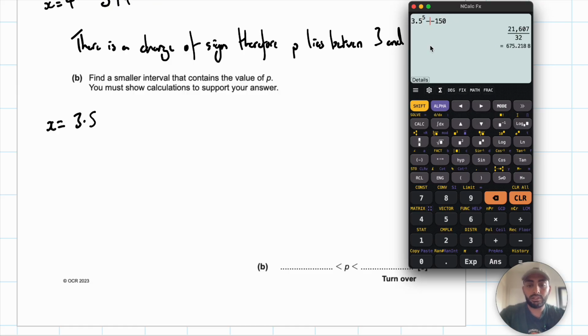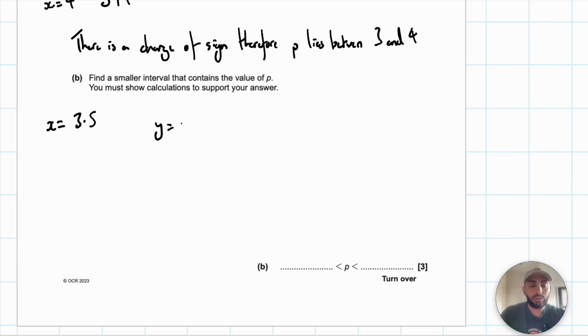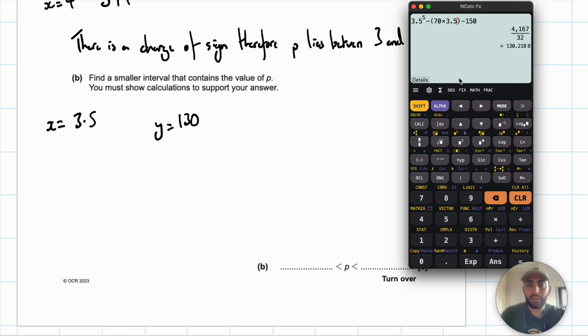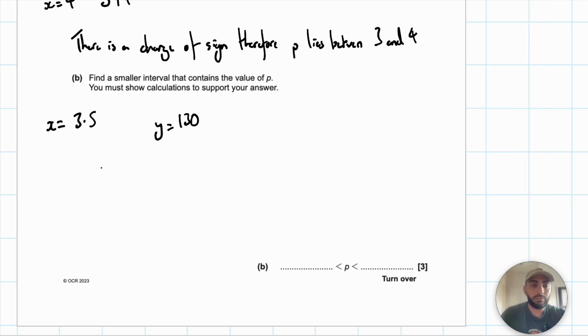I'll rewrite this as 70 times by 3.5. And that gives me 130.218. So y is equal to 130. I'll just leave it like that. Because this is a positive, I'm going to substitute a value smaller than that until I get a negative. So let's try 3.4. That gives me 66.35.